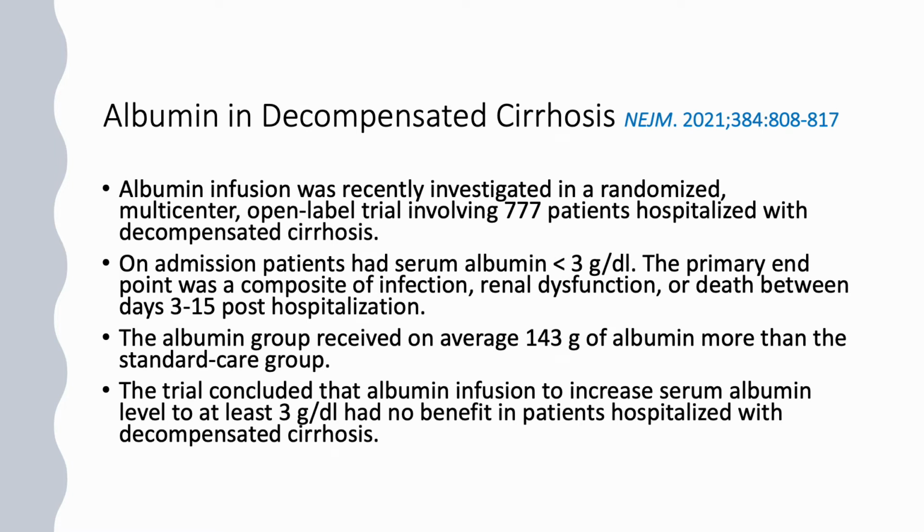Now let's look at this recently published study in the New England Journal of Medicine, albumin in decompensated liver cirrhosis. Albumin infusion was investigated in a randomized trial in 777 patients hospitalized with decompensated liver cirrhosis. Their albumin was less than 3 on admission, and the primary endpoint was the composite of infection, renal dysfunction, or death 3 to 15 days post-hospitalization. The albumin group received 143 grams of albumin on average, more than the standard group, so a lot more.